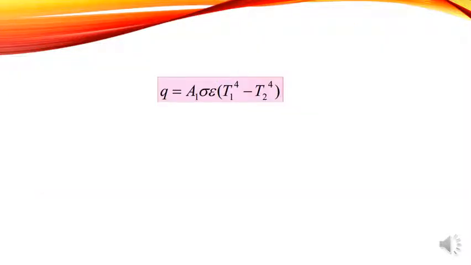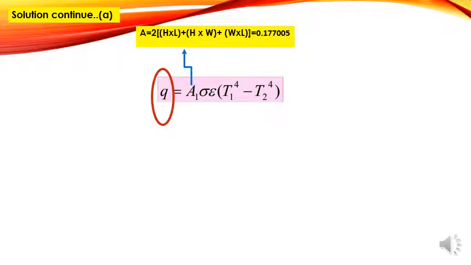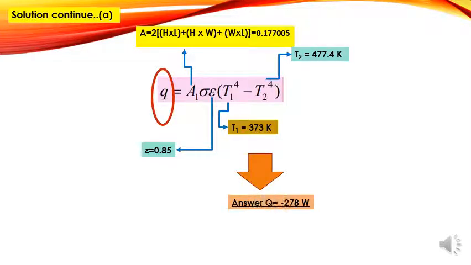Lastly, we just have to substitute all the values that we calculated into the equation. We want to determine Q, and we have the value for area already, epsilon is given, T1 is given, and T2 is also given. Finally, we managed to get Q, which is minus 278 watt.